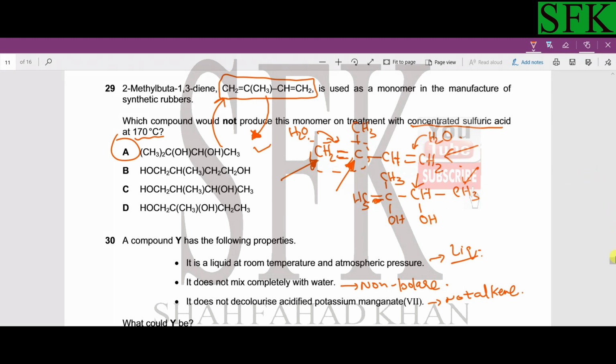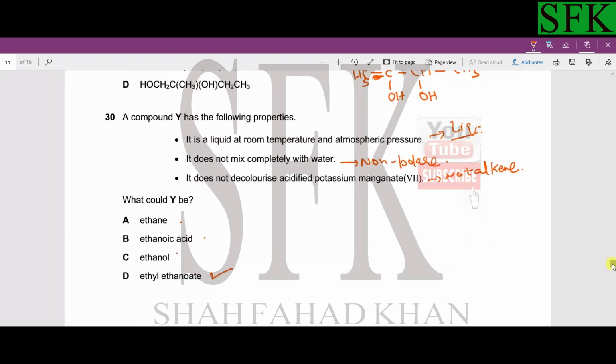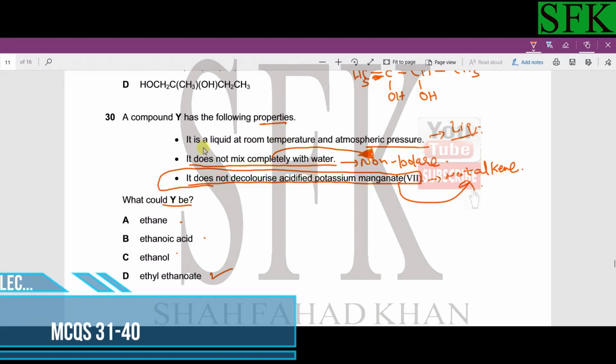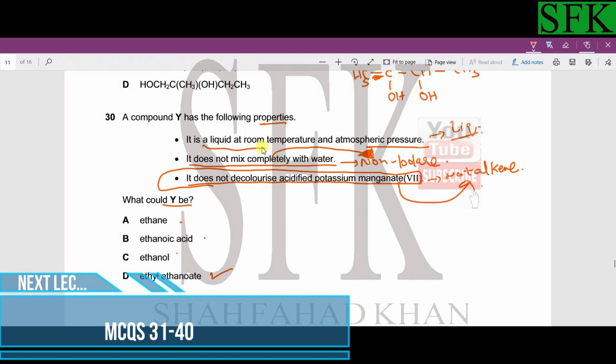All right. Then going on to the next question, MCQ number 30. A compound Y has the following properties. What could Y be? It is a liquid at room temperature and atmospheric pressure. It does not mix completely with water, and does not decolorize potassium manganate. Not decolorizing potassium manganate suggests that it is not an alkene. Not completely mixing with water suggests that it is a non-polar compound. And being a liquid at room temperature and pressure would mean that it has a low melting point.